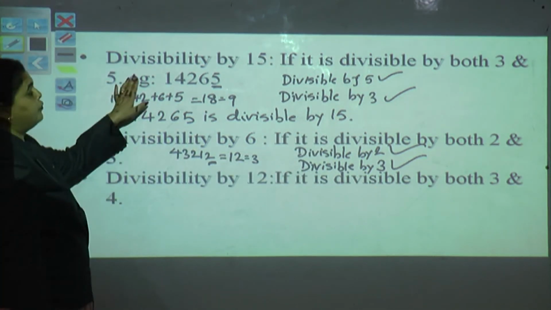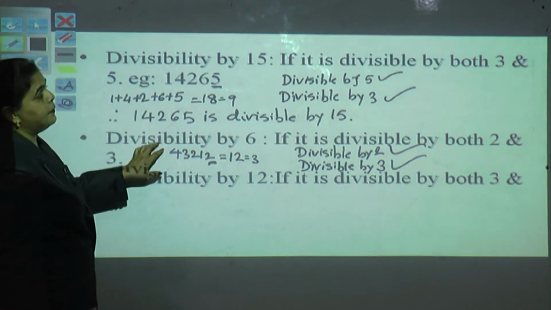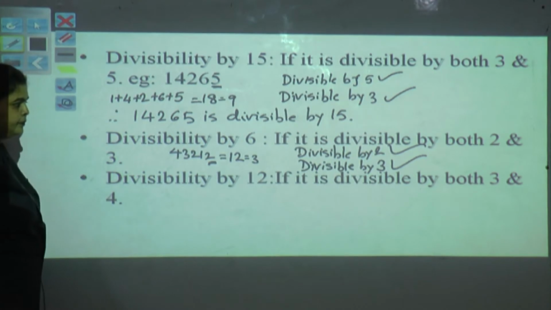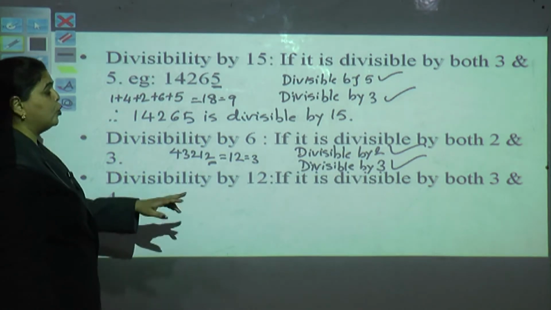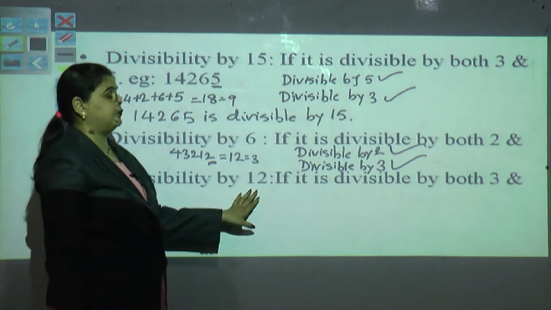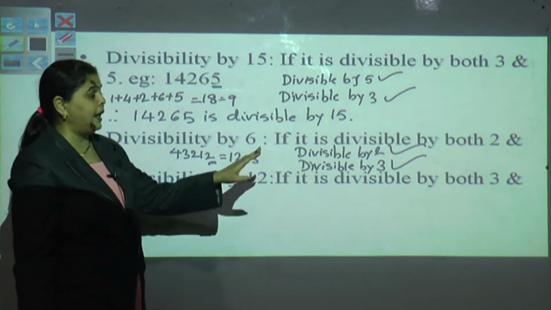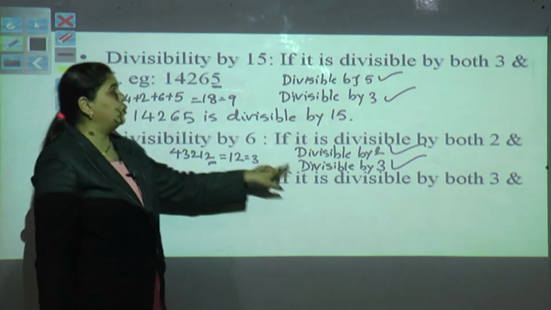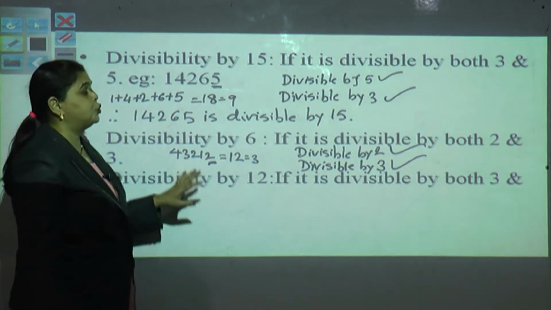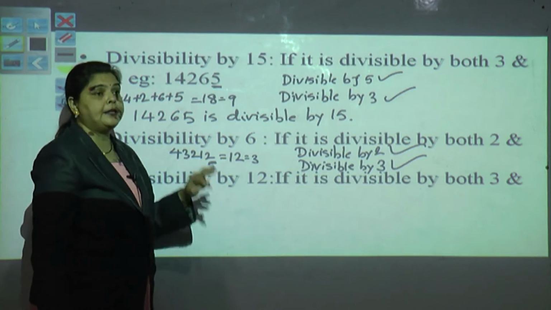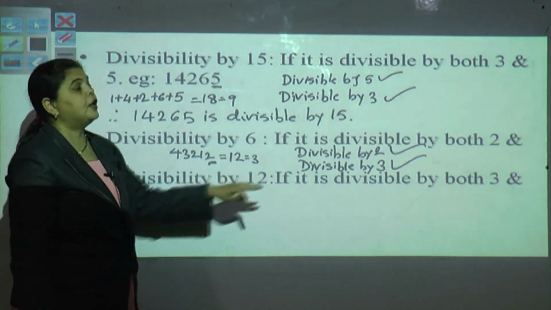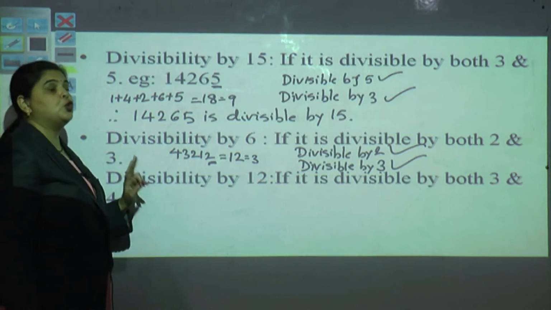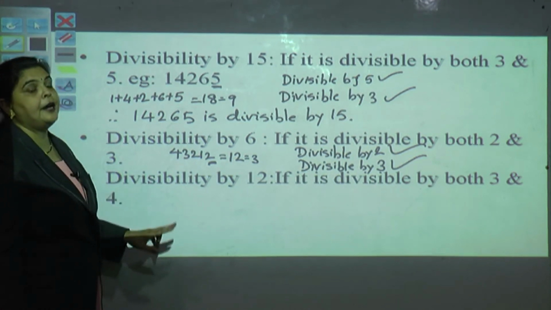So we have learned 15, 16 is very similar. Now we will see divisibility by 12. If it is divisible by both 3 and 4, you know the factors of 12 are 3 and 4. So for divisibility by 3, you know the rule: the sum should be divisible by 3. What is the rule of 4? Yes, the last 2 digits should be divisible by 4.